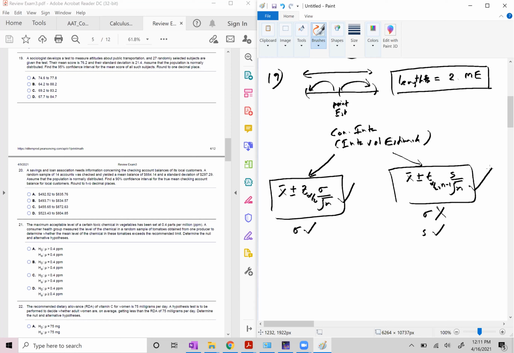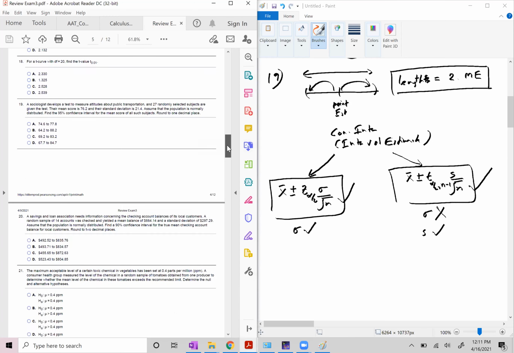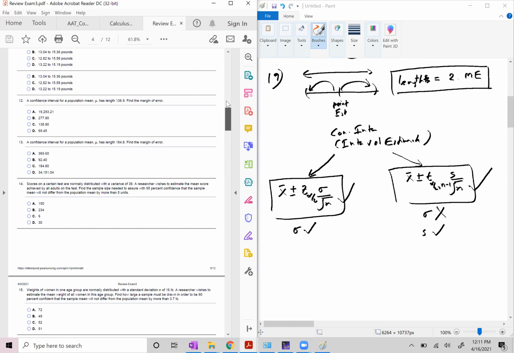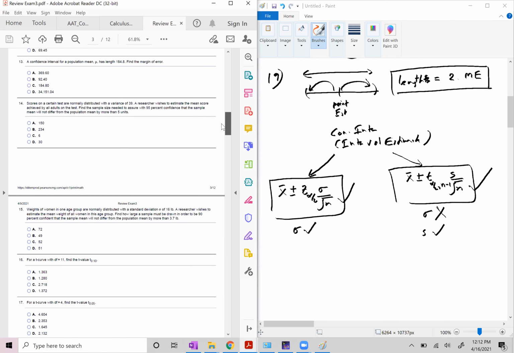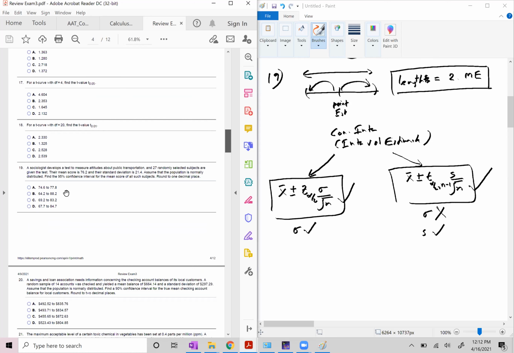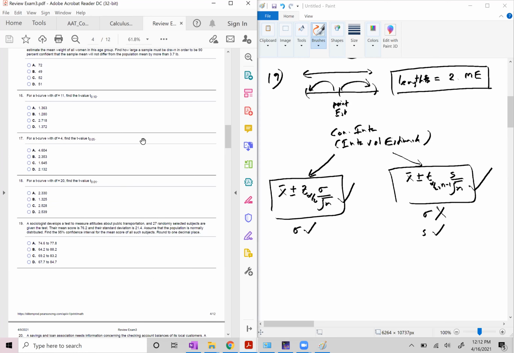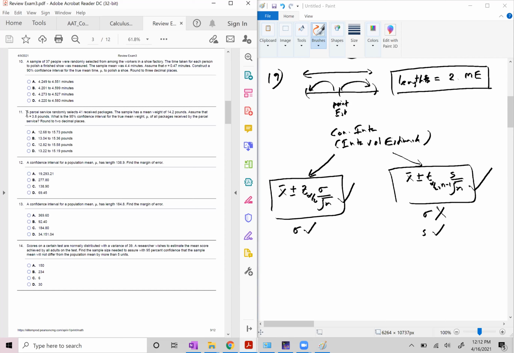Now, when you read this question, let me go back a little bit. Look at this, this is question number 11. It gives the question and says assume that sigma is 3.8 pounds. That means in this question number 11 that we did before, sigma was known, the population standard deviation was known. So we use this equation to find the answer.